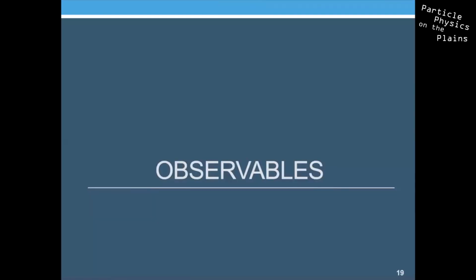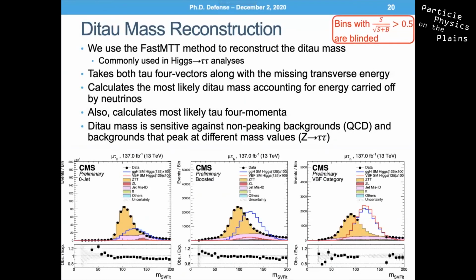So now moving on to the observables we use in the analysis. First, just a note, these plots are all blinded with this blinding procedure shown in red at the top right. If the signal over the square root of signal plus background is greater than 0.5, we don't show the data in that bin.